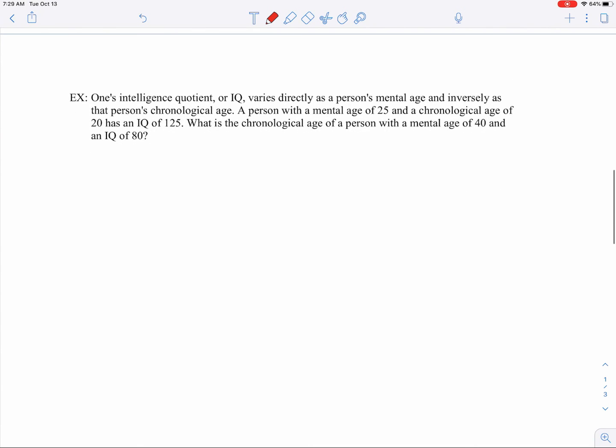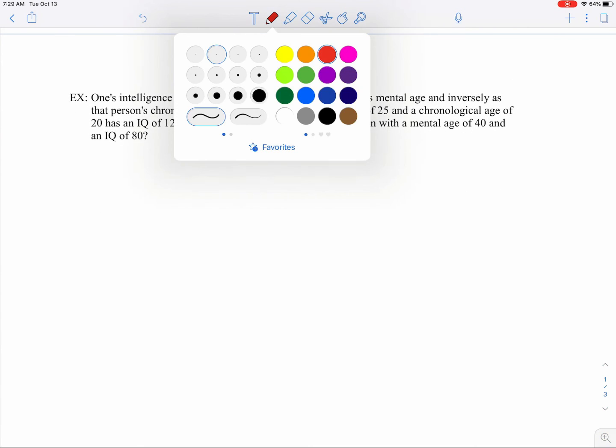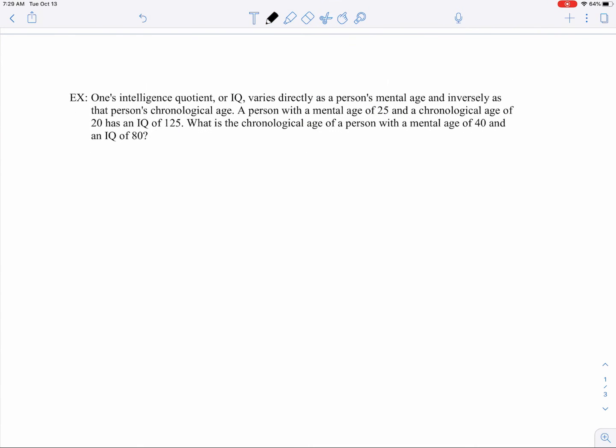Okay. And then we arrive at the word problem. Oh, man. So this is exactly the same as what we just did. We just got to go through this and pull out our information. One's intelligence quotient, or IQ, varies directly as a person's mental age and inversely as that person's chronological age. So the first thing that we want to do is we want to turn this sentence into a working problem. So let's declare some variables.